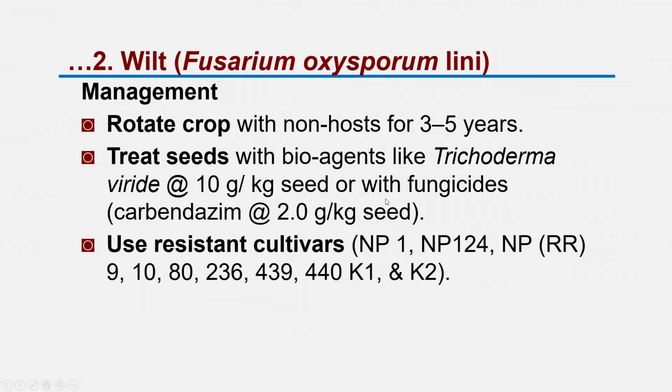So, how to manage the wilt disease in linseed? Rotate crop with non-hosts for 3 to 5 years. Treat the seed with bioagent like Trichoderma viride at the rate of 10 gram per kg seed, or with fungicides like carbendazim at the rate of 2 gram per kg seed. And also use of resistant varieties or cultivars is suggested like NP1, NP124, NPRR9, NPRR10, 80, 236, 439, 440, K1 and K2. So, these are the resistant varieties against wilt.